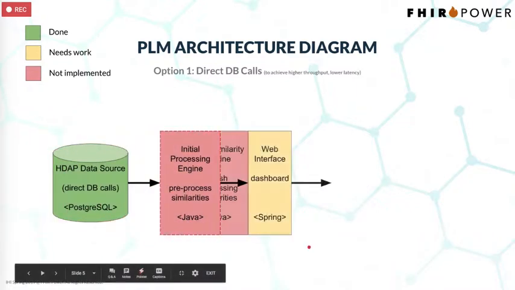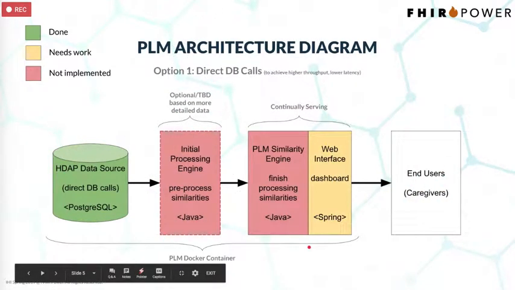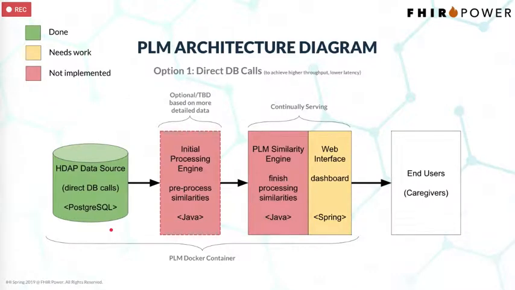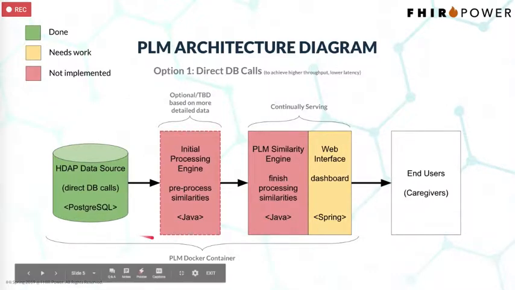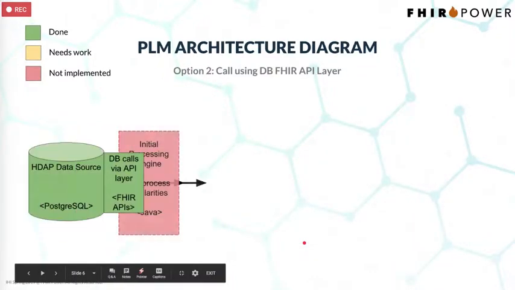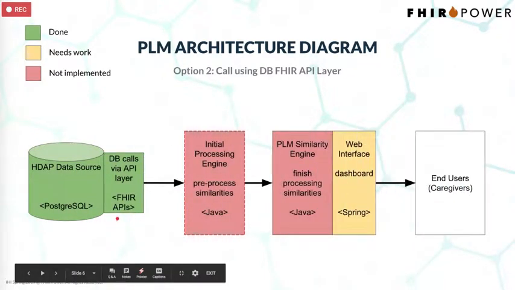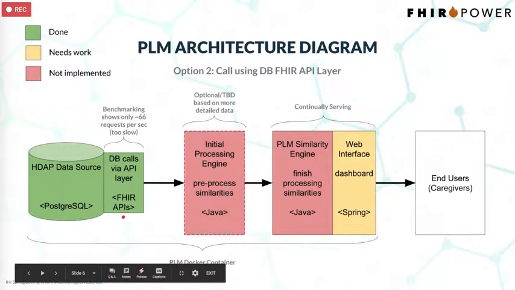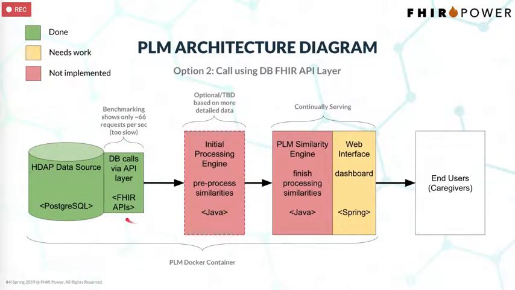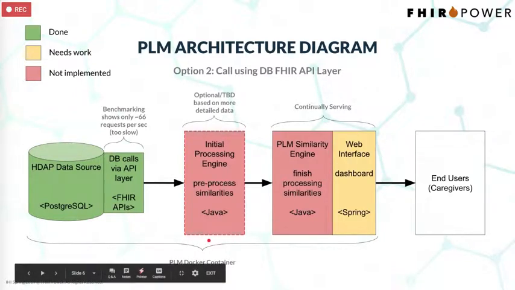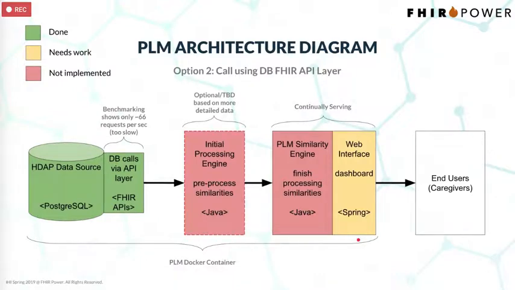From an architecture standpoint, we have two options. We can either directly call the database, which contains the patient information, do some initial processing, finish the processing, and serve out the data to the physician or caregiver via a web interface. Or we could leverage very similarly, but have a database call done through the FHIR APIs. Again, the FHIR API will proxy the database call. We'll do processing as well as similarity matching and eventually serve the data out to the physicians or caregivers via the web interface.